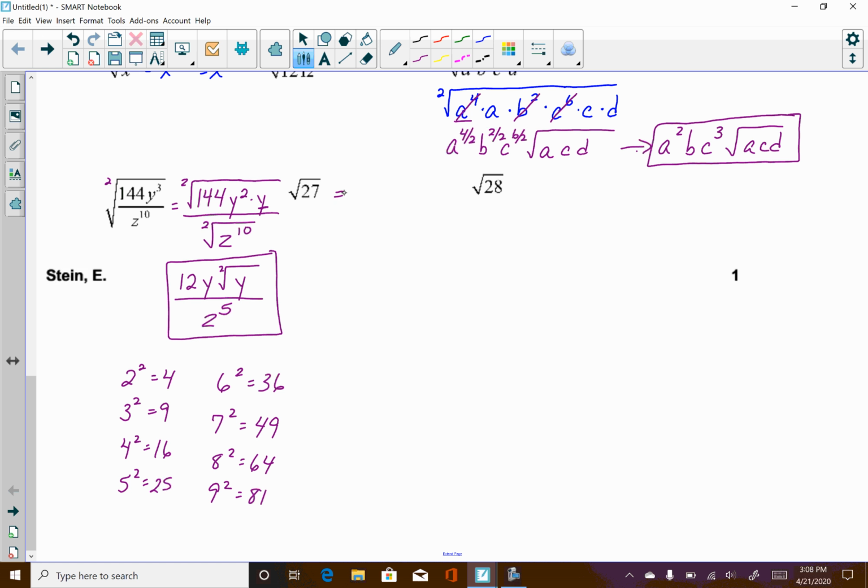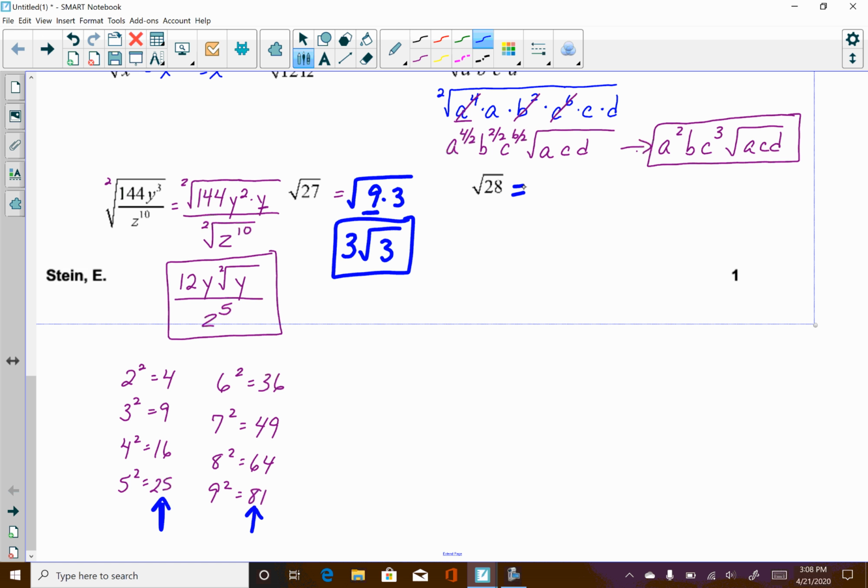For the square root of 27, I look for the highest number in this list here, the 4, 9, 16, 25, 36, 49, 64, 81, that will divide evenly into 27, and hopefully you would agree that 27 is the same as 9 times 3. Now I know that I can take the square root of 9, and the square root of 9 is 3, so it comes outside the house, and 3 stays inside. So 3 square root of 3, final answer.